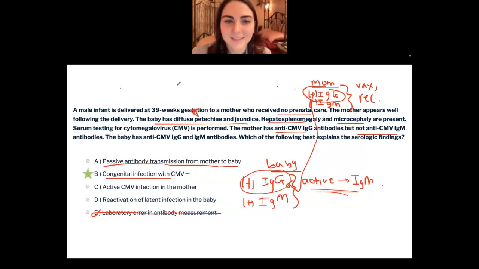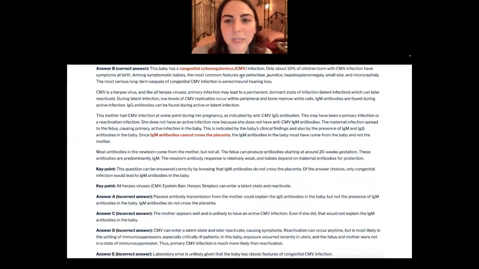Make sense? And this is a really good diagnostic tool with testing. If you look to see if someone has IgM and they have IgM, they have an active infection. It's always going to be the case.